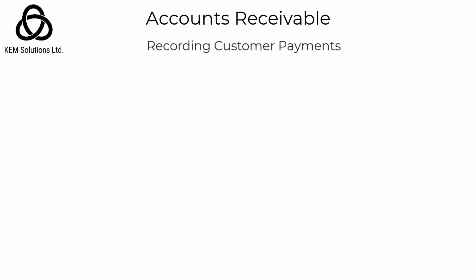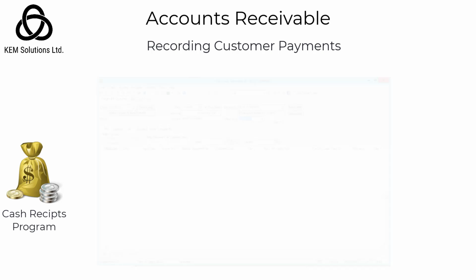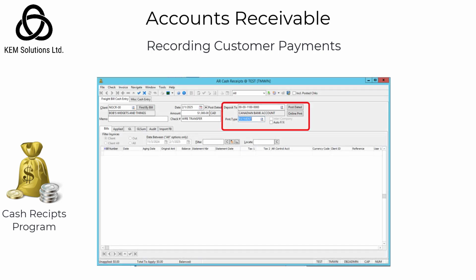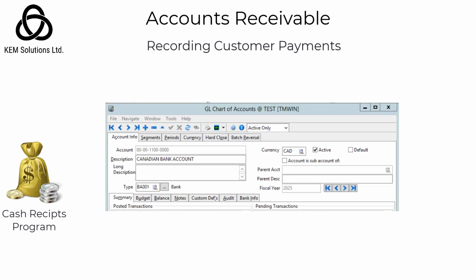Payment application and bank reconciliation. When customers pay invoices, use the Cash Receipts program to record payments. When creating a cash receipt, you will have to define the bank you are depositing the money into. You will need to select an account defined in the chart of accounts, BA001 type accounts.